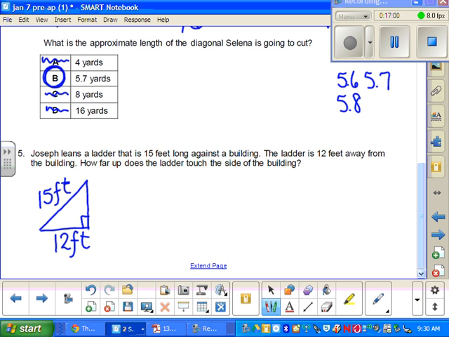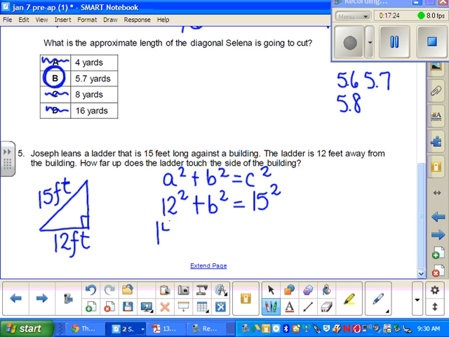So now I can fill it into my equation, which is a squared plus b squared equals c squared, or my formula. So let's just say that 12 feet is my A. So we're going to say 12 feet is A, so 12 squared plus b squared, because I don't know what b is, and then 15 squared is my C. So let's figure this out. 12 squared is 144, and 15 squared is going to be 225.